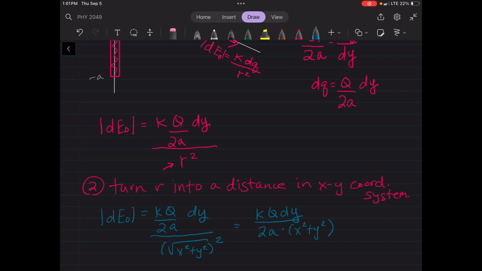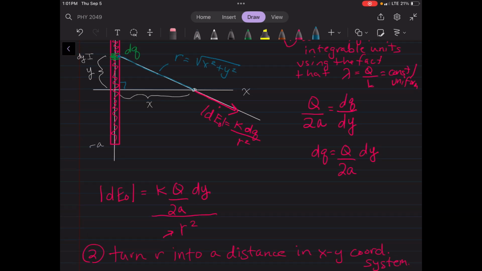So now it's starting to look like a function that I can integrate, right? But before I integrate, it's actually going to be a lot easier for you to split this magnitude, this vector here, into x and y components. So this is where my x component would be. That's where my y component would be, right? It's going to be a lot better for you to do that. So let's go ahead and do that.